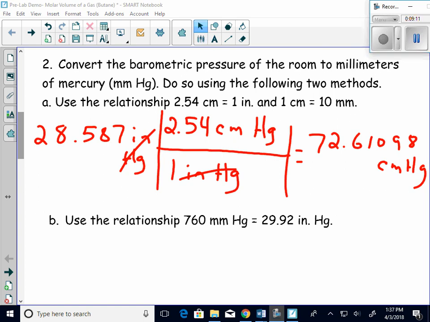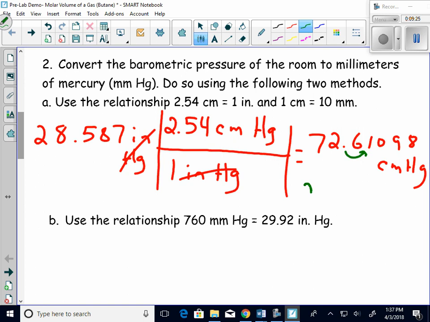Now, I've converted this to centimeters of mercury. All I need to do to get it to millimeters of mercury is jump it one place to the right. So, if I'm converting this, it is 726.1098 millimeters of mercury.